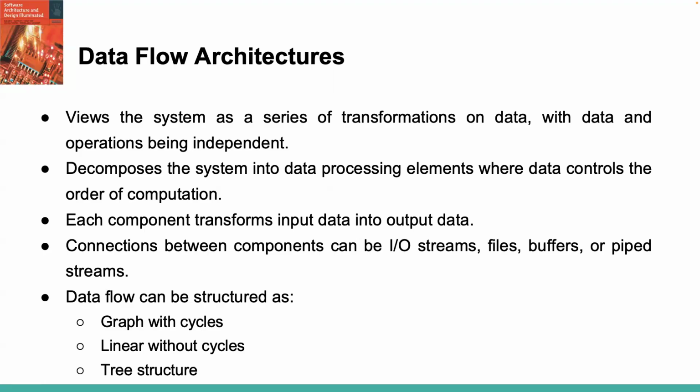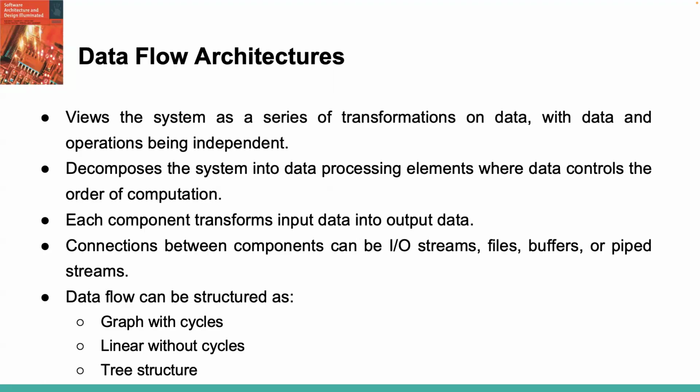Finally, let's talk about how these components are connected. The connections can take several forms. I/O streams, like reading data from one component and passing it directly to another, such as the stdout to stdin in Unix pipelines. Files, data might be written to a file by one component and then read by another. Buffers, used to store intermediate data temporarily while it's being processed. Pipes, similar to I/O streams, but used for real-time processing. These connections allow data to move through the system, no matter what structure the data flow takes.